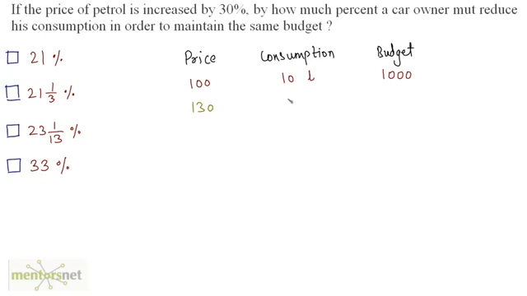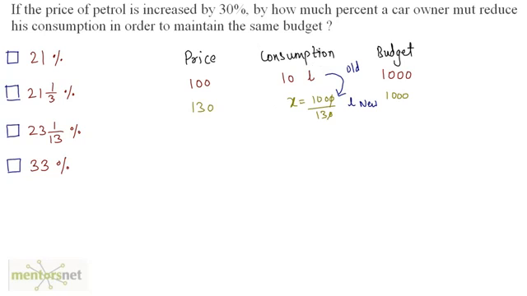If we have the new consumption as X, the budget should be the same, it is set. So budget is 1000. So I can find the value of X because 130 times X is 1000. So X will be 1000 by 130, basically 100 by 13. Now I can say that the consumption has been reduced from 10 liters to 100 by 13 liters. And this is the old value and this is the new value of consumption.